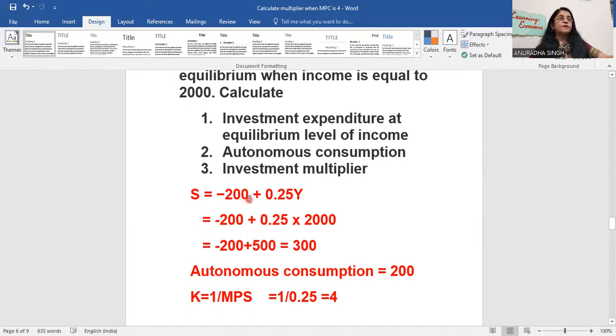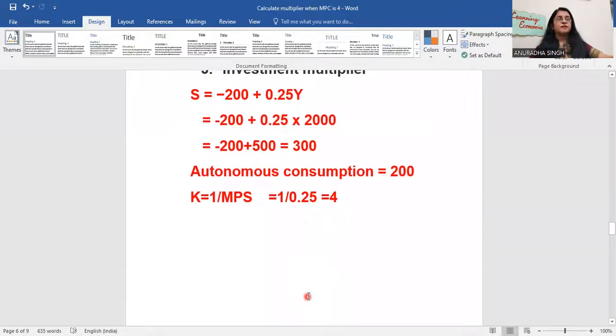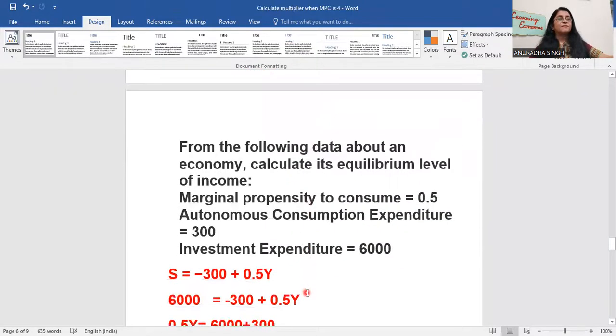And then you have to find the investment multiplier. So K is equal to 1 upon MPS. MPS is already given, 0.25. So you will divide 1 upon 0.25, which is equal to 4. So this will be the value of K, which you have found with the help of MPS. Okay. So this is a very easy question. Next we'll see one more question.